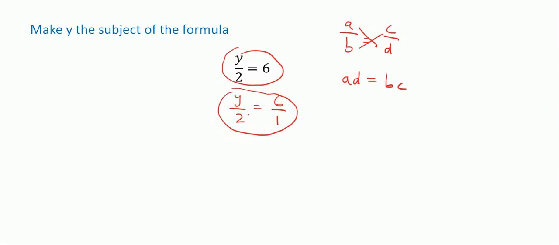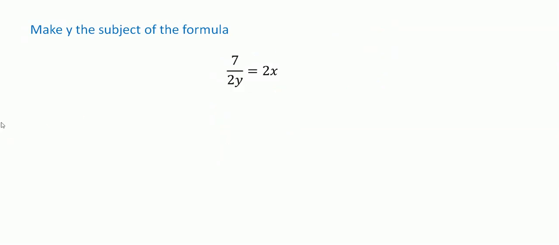So this is what I'm going to do here to make y the subject of the formula. I'm going to say y multiplied by 1 will give me y is equal to 2 multiplied by 6, which gives me 12, right? So whenever you have fractions, when you have to change the subject of the formula, you may have to write one side of the equation as a fraction. So in this case we had 6, so therefore we can write 6 as 6 over 1.